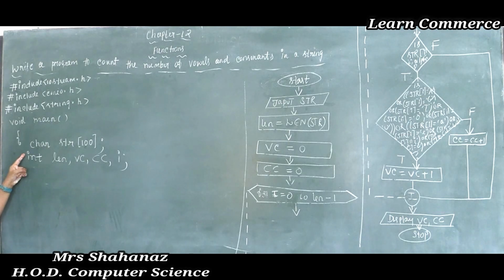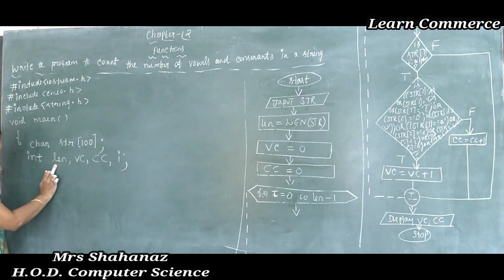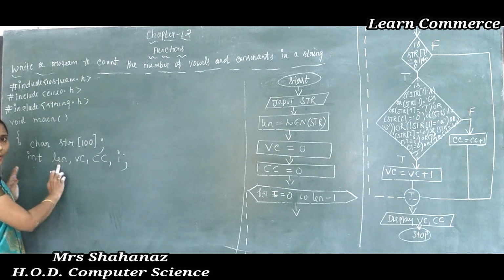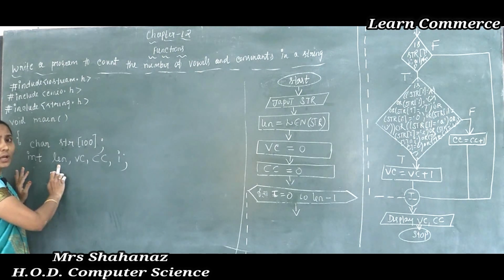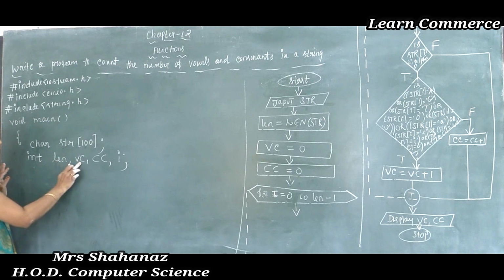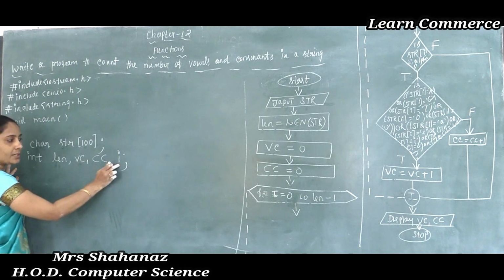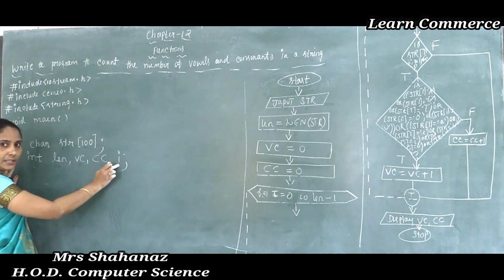So in the declaration, what we need: char str of 100, this is called declaring a string variable, here with the size and the data type, and with that I need to use the variable declaration of the variable len. The len is used for finding the length of the characters. I've already used len in the step-in solution also. VC also we need, because in this program we are going to find the number of vowels and the number of consonants here, and also we need to use the variable i. Clear this point here.